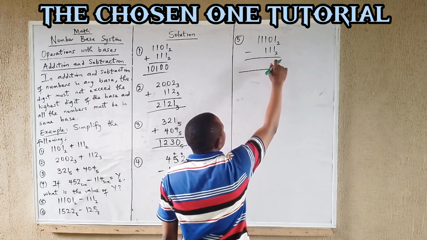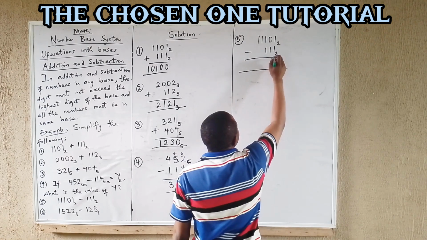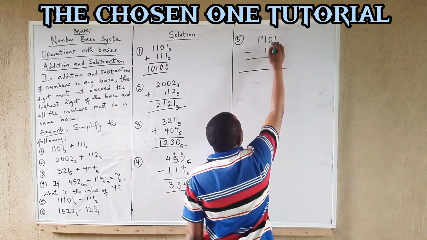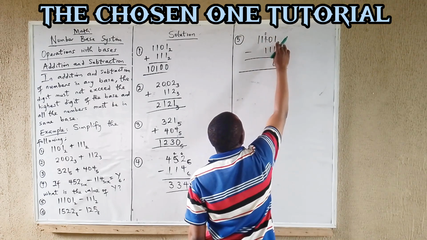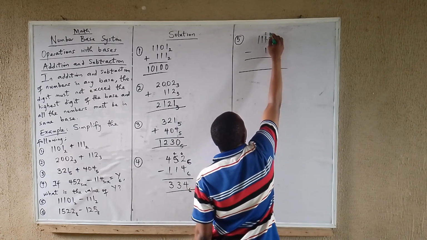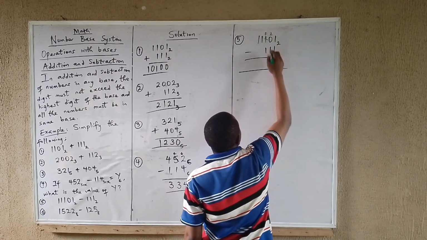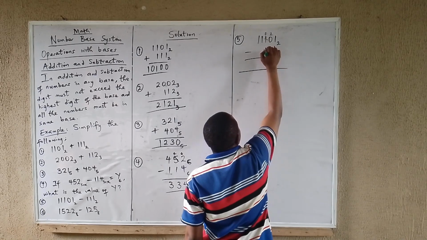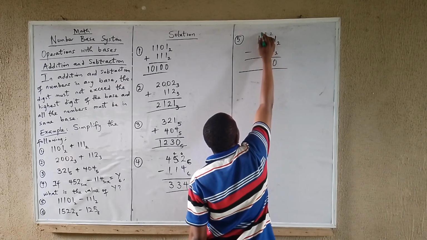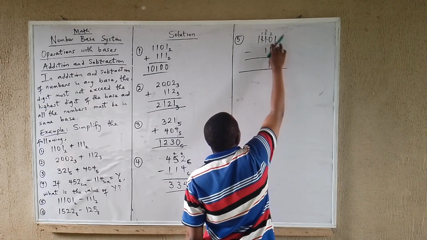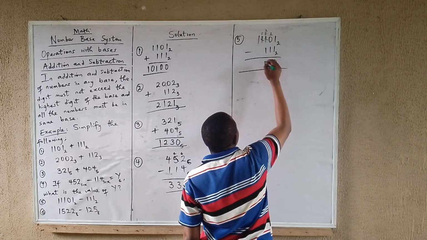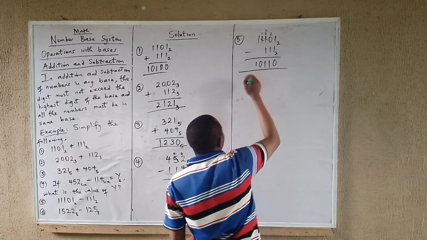Number 5, we have 1 minus 1. That will be 0. 0 minus 1, that's not possible, so we have to borrow from here. This space will be 0. But don't forget that we are working in base 2. That means we borrow 2. 2 minus 1, that will be 1. 0 minus 1 is not possible. The moment we borrow from here, this space will be 0. And whatever we borrow from here is 2 because we are working in base 2. So 2 minus 1 will give us 1. Then we are going to have 0, 1.